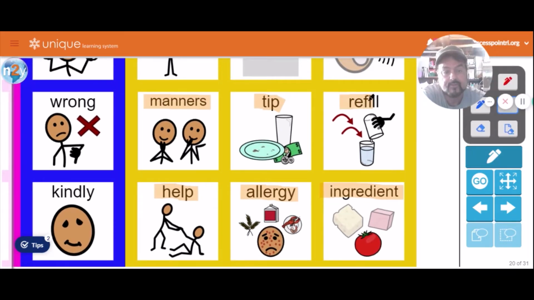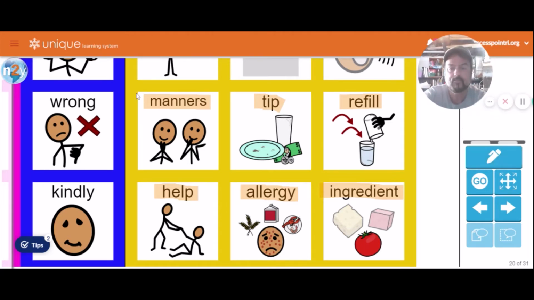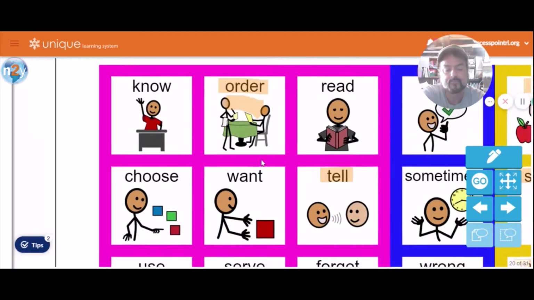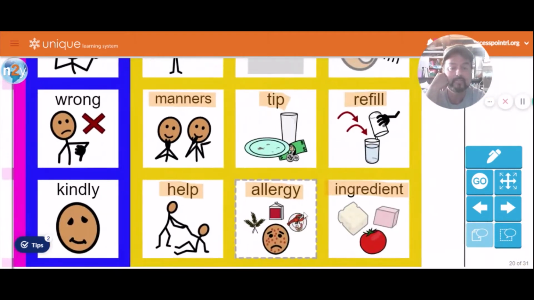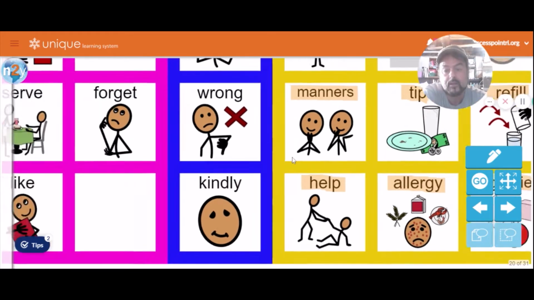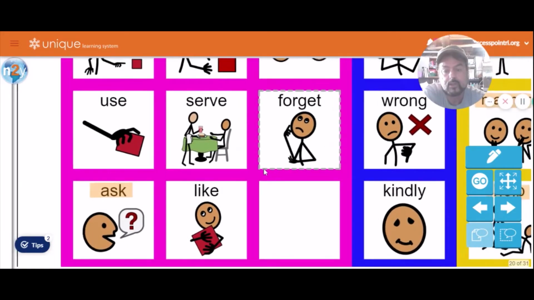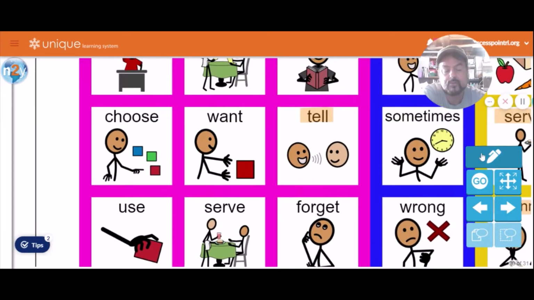Refill. Some restaurants have free refills for drinks. Some restaurants don't. It's important to ask a restaurant if they have free refills, especially if you're at a place that's like fast food, with a self-serve soda fountain. Don't just go up there and expect that the refills are free because they're not always free. Don't want to get in trouble. Let's see. Choose. You have to choose the food you want that's on the menu.